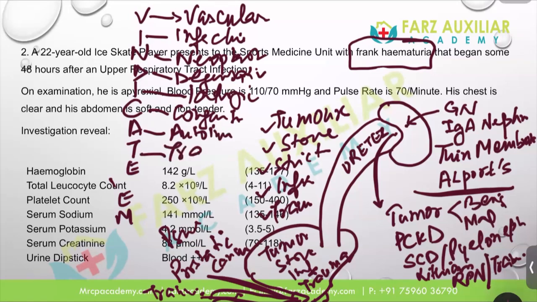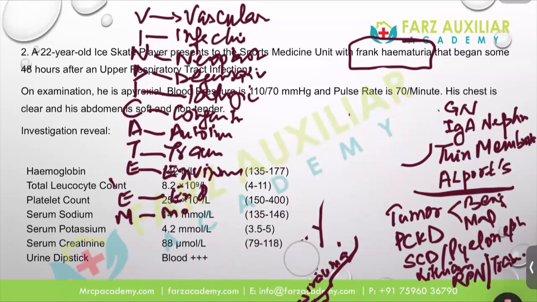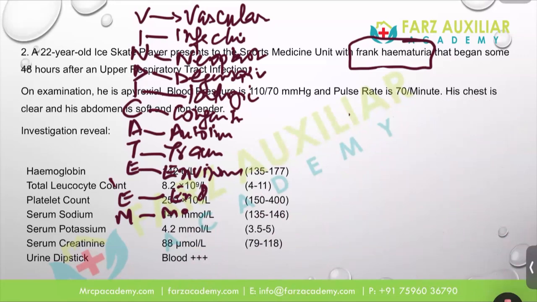T is traumatic. E is environmental. Another E is endocrine. And next is metabolic. So if I have to just place hematuria here, my list can be drawn very easily. So what are the vascular causes?